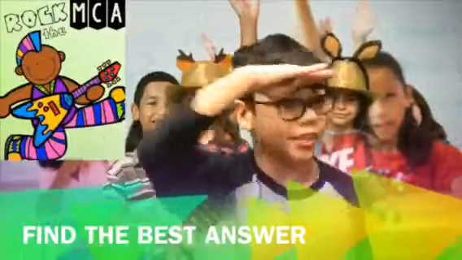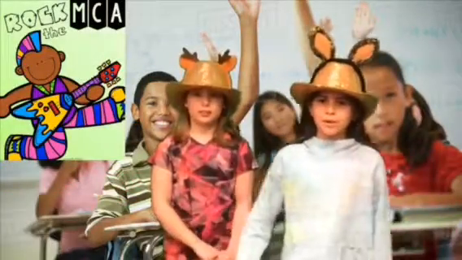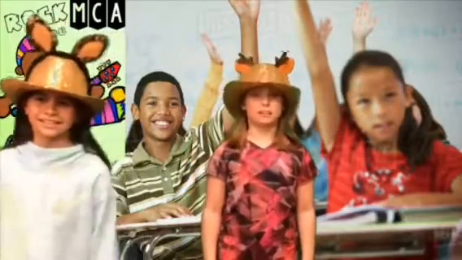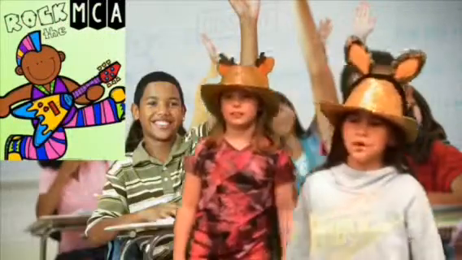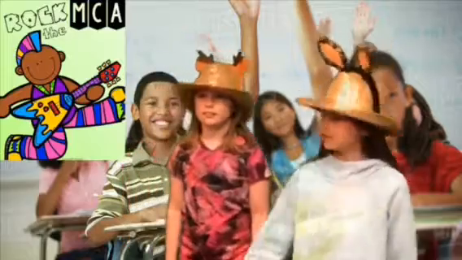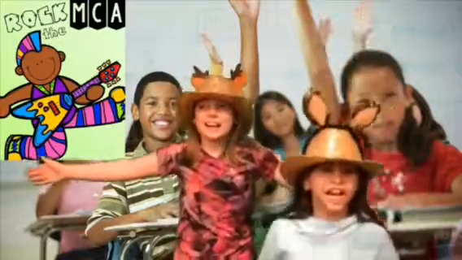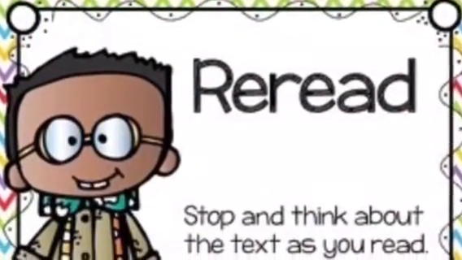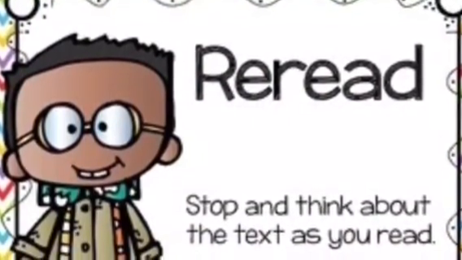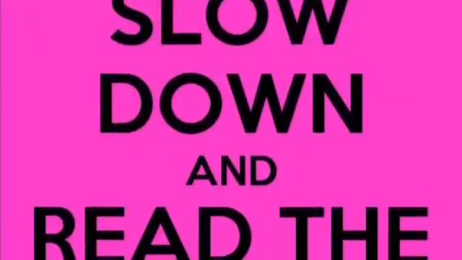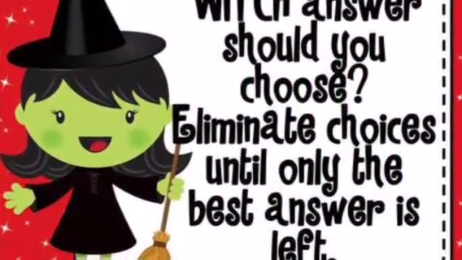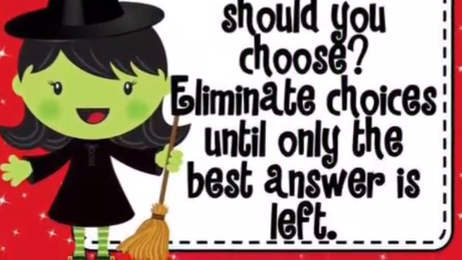Remember to find the best answers. There may be more than one right answer. Take your time and go back and reread the passage. Then read the question again to make sure you are choosing the best answer! After you read the question and the answers, go back and reread the passage. Then go back and reread the question and answers again. Which answer should you choose? Eliminate choices until only the best answer is left.